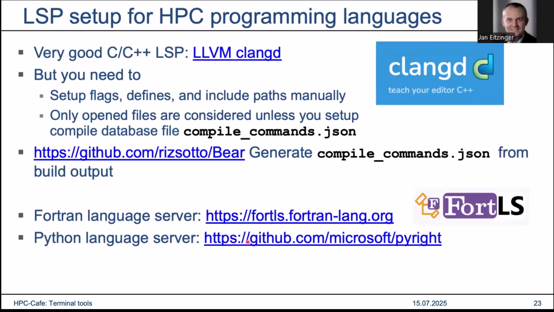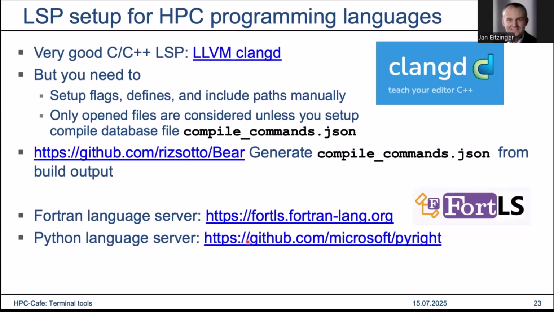Now one complexity in the HPC programming languages: the LSP, clangd, doesn't work out of the box. You have to do something. The reason is that in C++, the compiler works on a per-file basis, and of course then, with all this jumping in a larger code base, it doesn't have the view of all files. So what you need to do is provide the language server all the flags, the defines, the include paths, everything. And to do that, you have to set up a compile database.